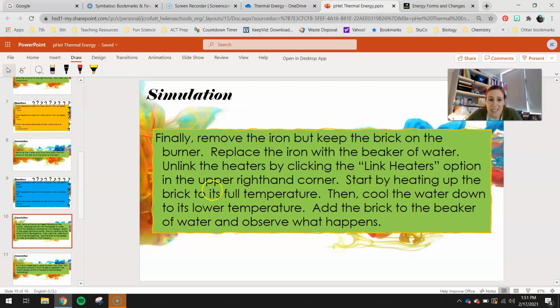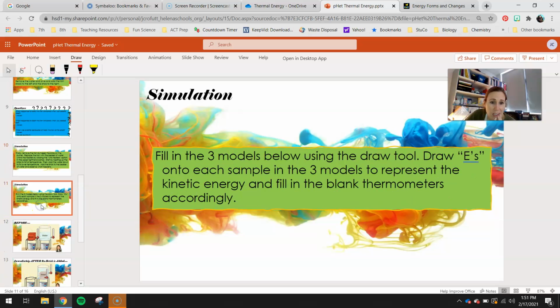Okay, start by heating up the brick to its full temperature, so you're going to get it as hot as you can, and then cool the water down to its lowest temperature. So you're going to have a hot brick and cool water. Add the brick to the beaker of water and observe what happens. Then after you observe what happens, you guys have 3 models you're going to fill out.